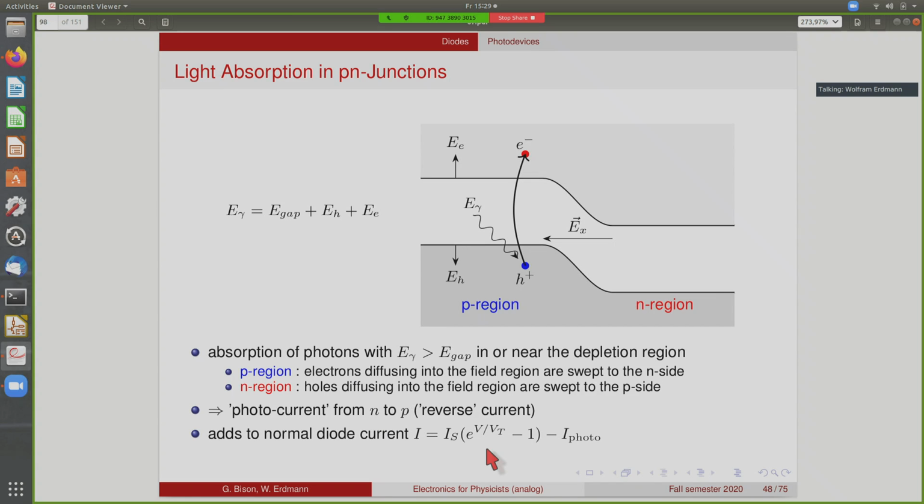Okay. Do we do this? Okay, let's briefly start with the light absorption in PN junctions. So when... no, actually, let's keep this for next time. We'll stop here and continue next time. Okay. Thank you.